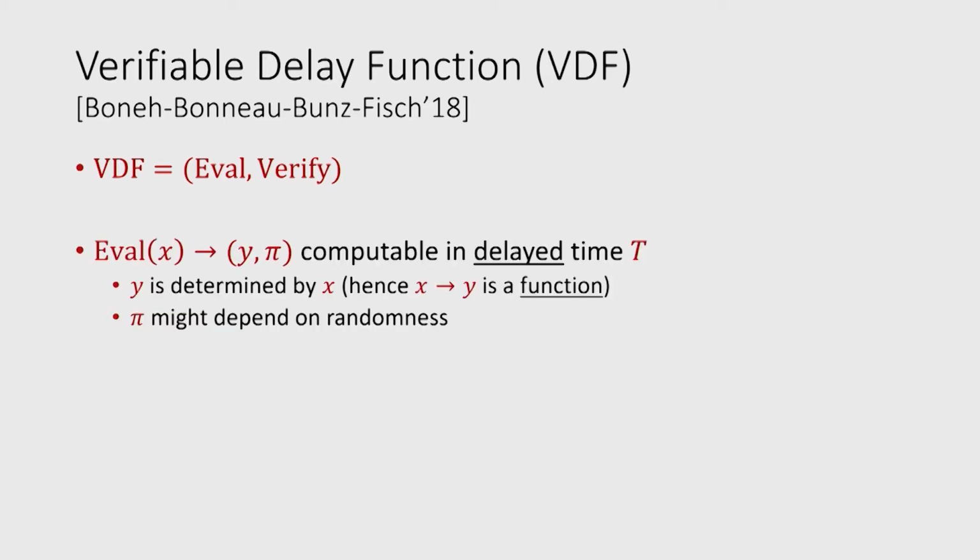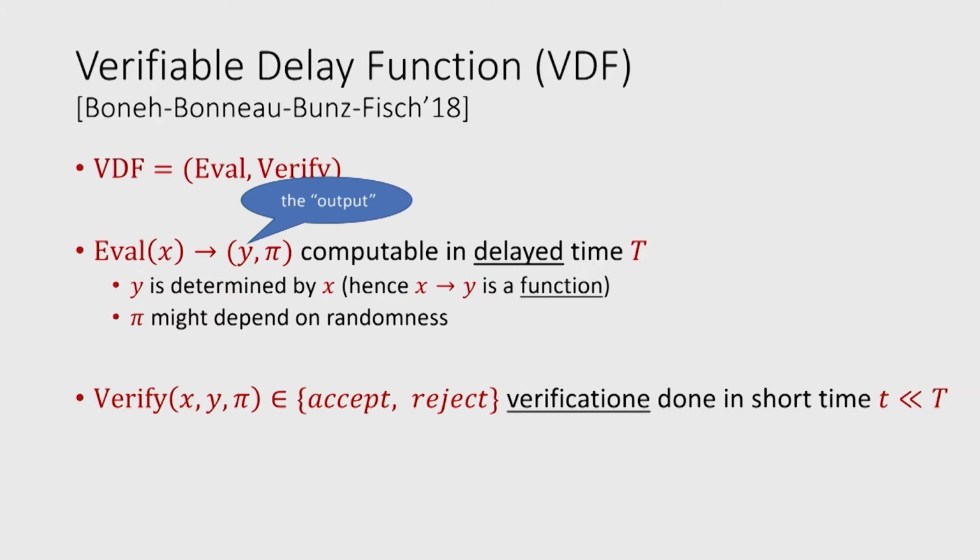We need to evaluate on an input X and come up with an output Y and a proof pi in a time that is relatively long, so it's where the word delayed comes in, and we denote it by capital T just to say that this is a long time. And this Y is, even though this might be a randomized process, uniquely determined by X, so that's why we can call it an output. It's kind of an output of a function of X. And pi might not be like that.